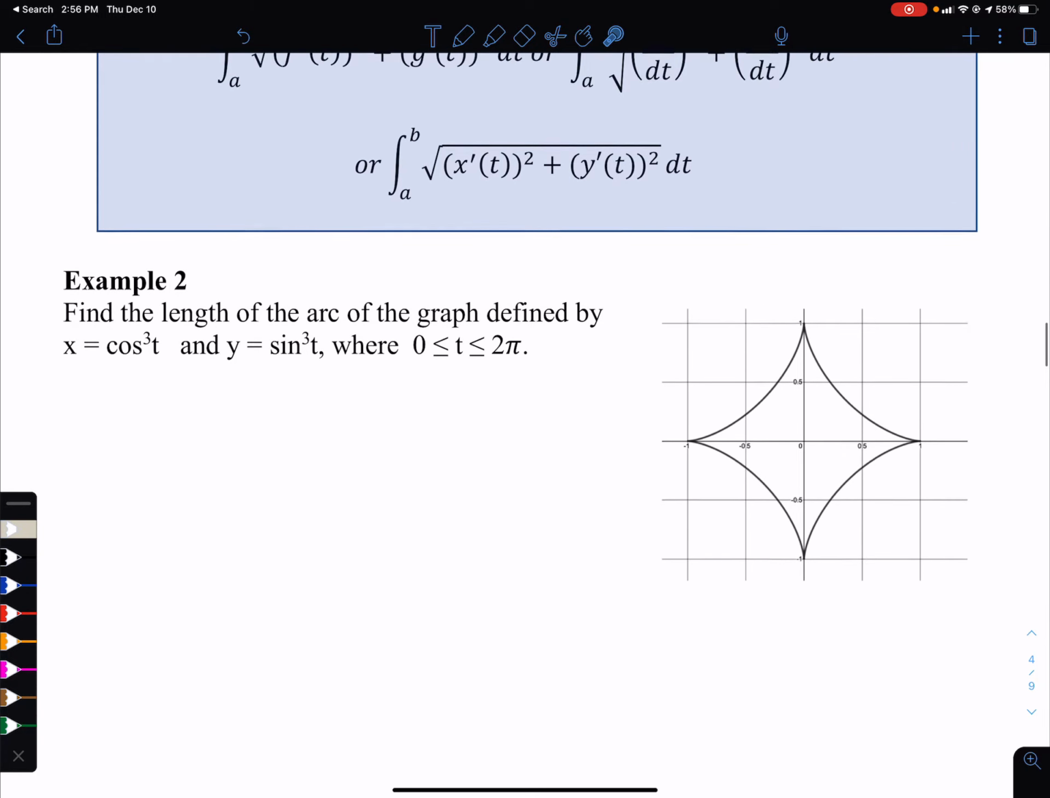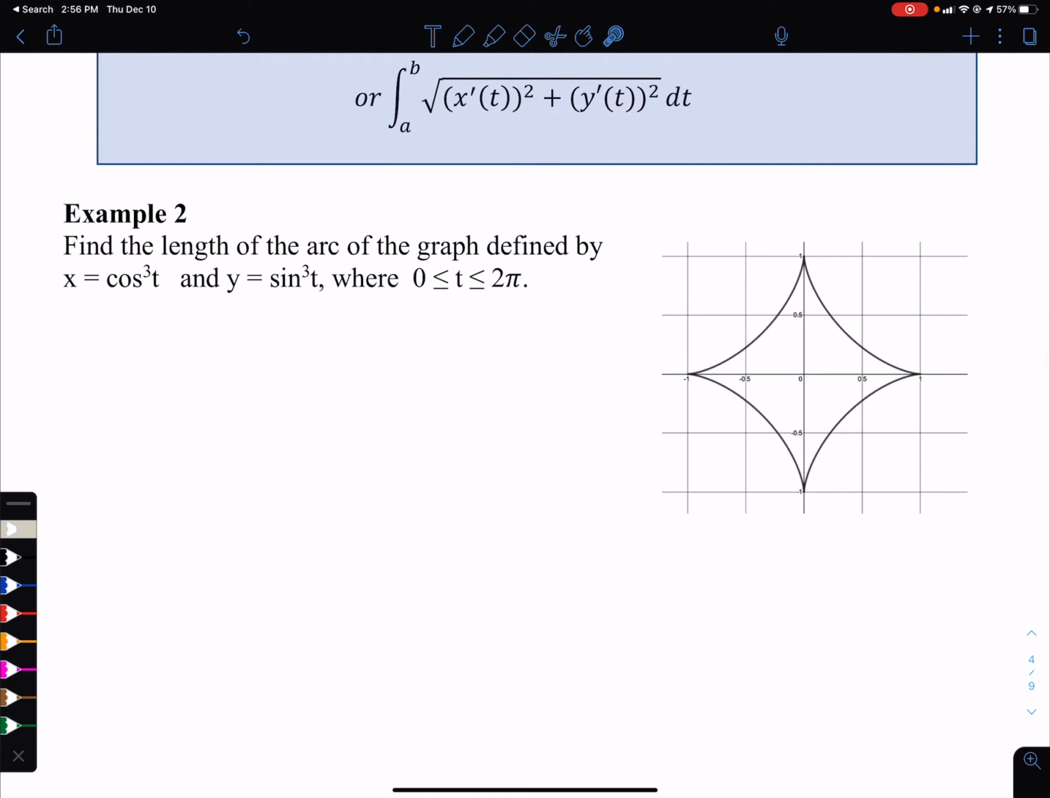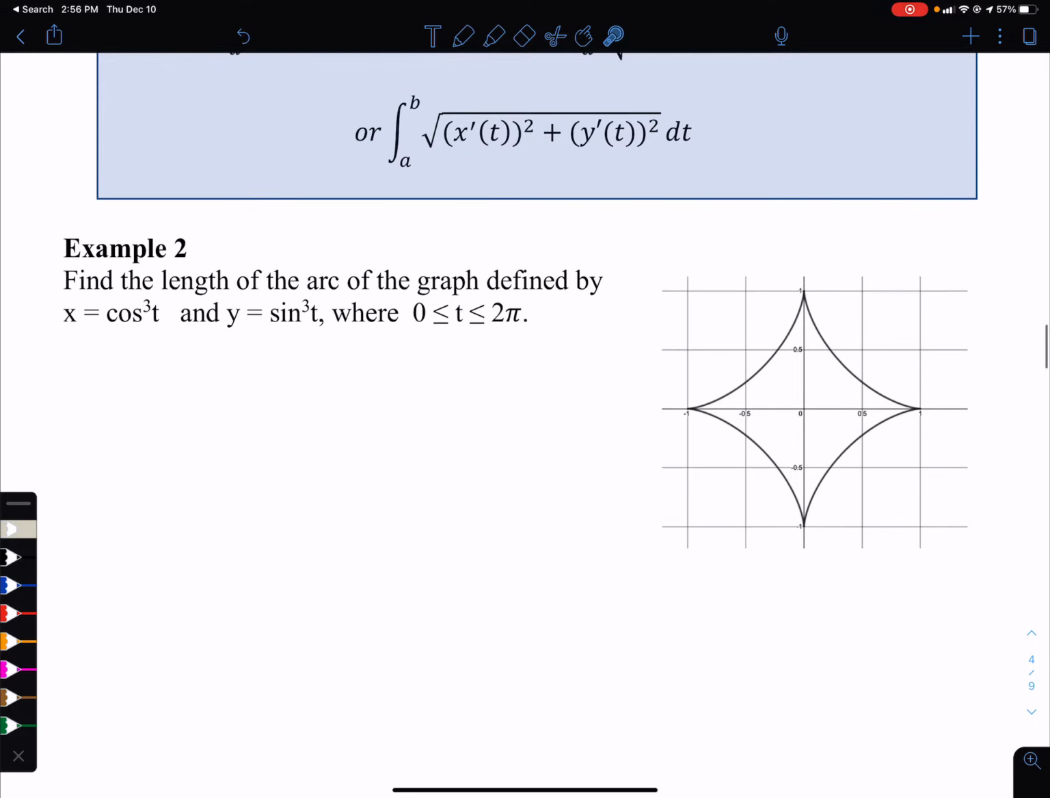So we have an example here that we're going to do. How do you find the arc length of this shape? If you were to graph this function parametrically, you get this. So we're going to add all 4 of those little arches to get our answer.